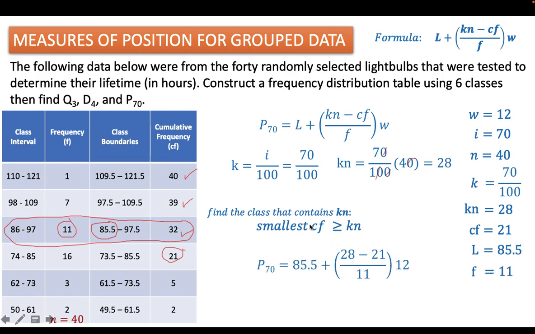Just put it in. Our lower boundary is 85.5. Our kn is 28. Our cumulative frequency is 21. Our frequency is 11. Our class width is 12. Then solve. So our percentile 70 is equal to 93.40.